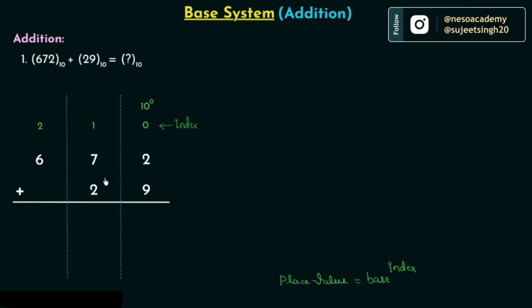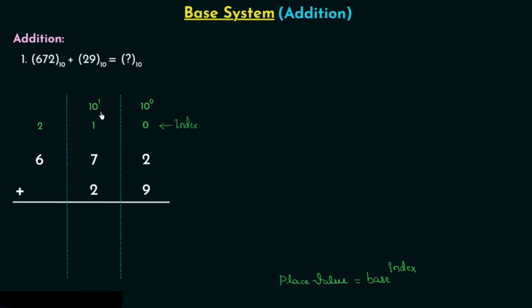Similarly, when we calculate the place value for digit 7, we will have the base equal to 10 and the index equal to 1. So we will have 10 raised to power 1, which is equal to 10, as the place value for 7 and also for 2. And hence 7 and 2 are the digits at 10's place.